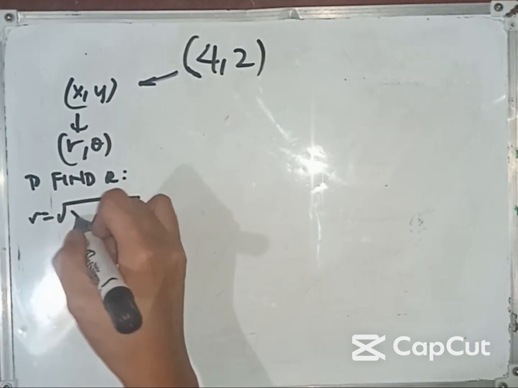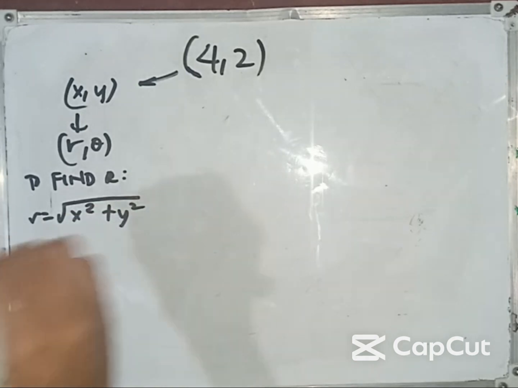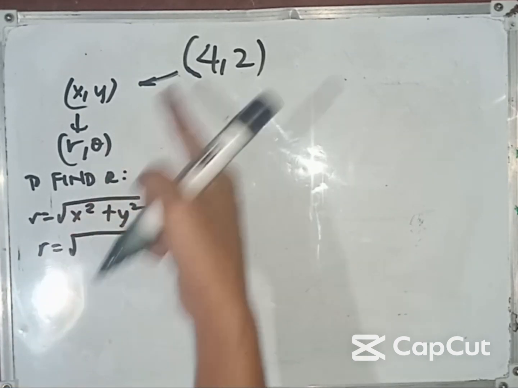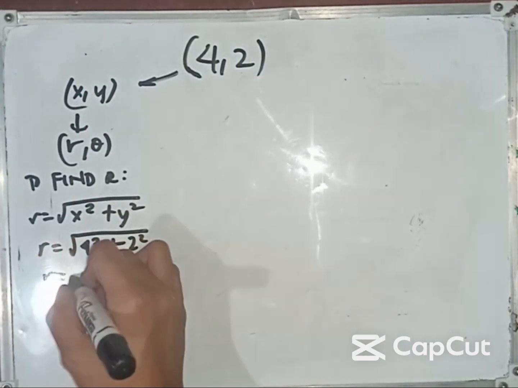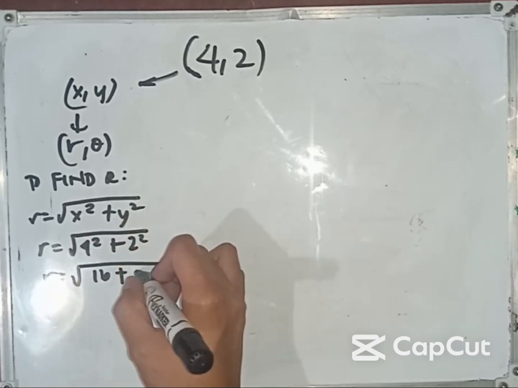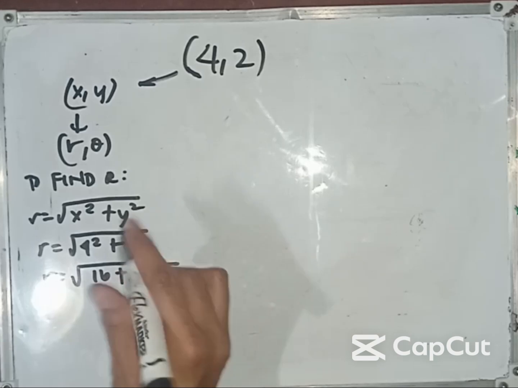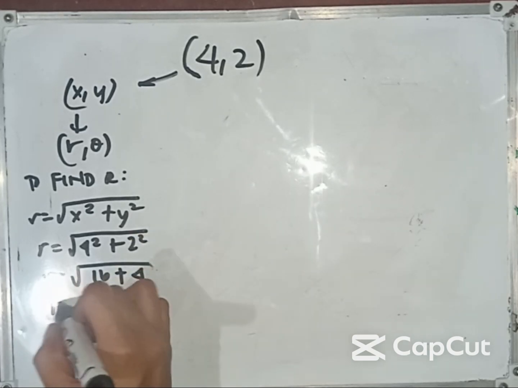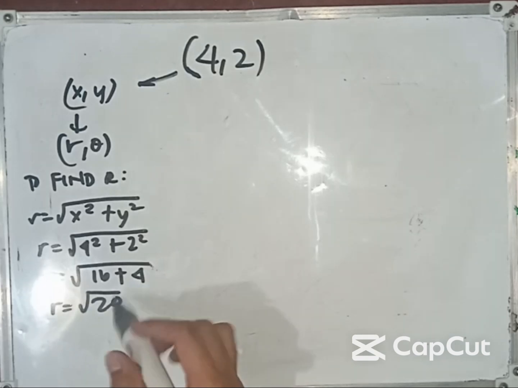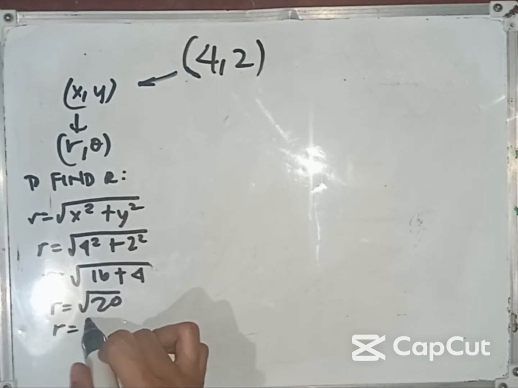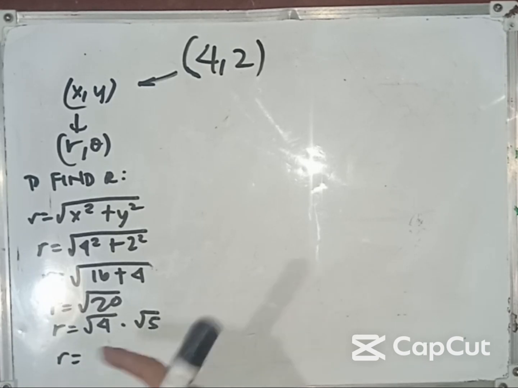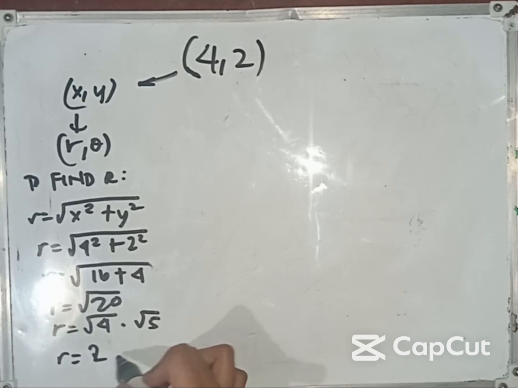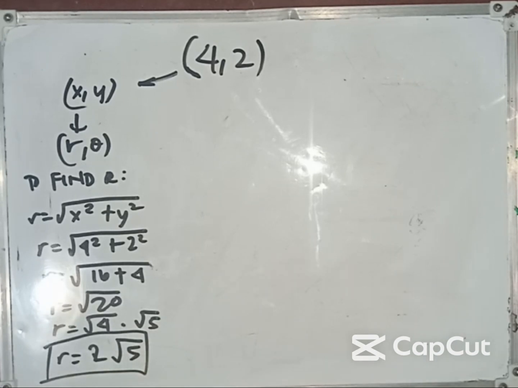To find r, it is equal to the square root of x squared plus y squared. So, x is 4 squared plus our y is 2 squared. 4 squared is 16 and 2 squared is 4. So, 16 plus 4 is the square root of 20. You can rewrite the square root of 20 with the perfect square 4 times the square root of 5. The square root of 4 is 2, and the square root of 5 is still the square root of 5. So, our r is 2 square root of 5.